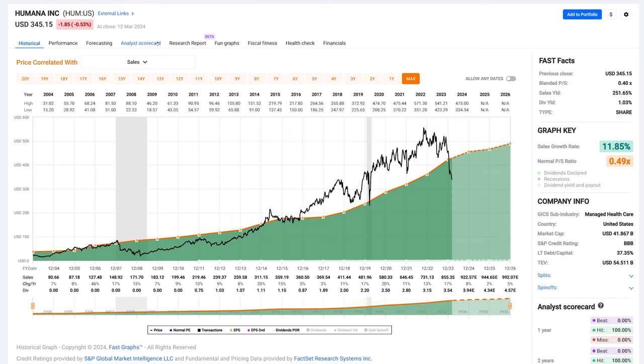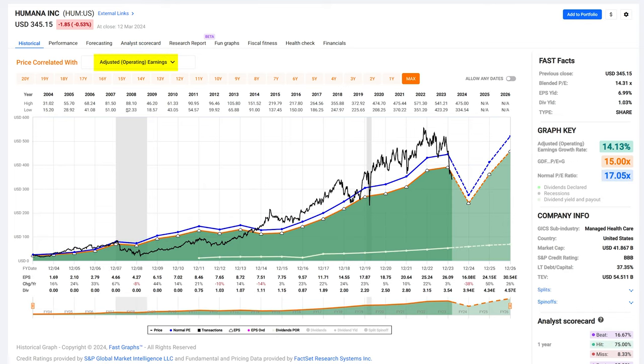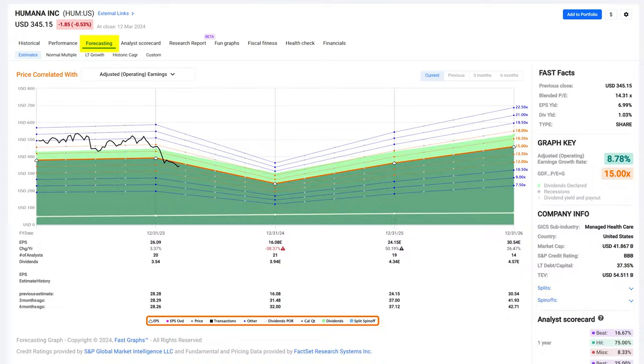But going back to the all-important metric, adjusted operating earnings, we are in a situation where there possibly could be some short-term issues. If you wanted to start building a position in Humana today, I would recommend being cautious for the short term or the intermediate term. But on the other hand, I think you're probably on pretty safe ground if you're looking at it on a longer-term basis.